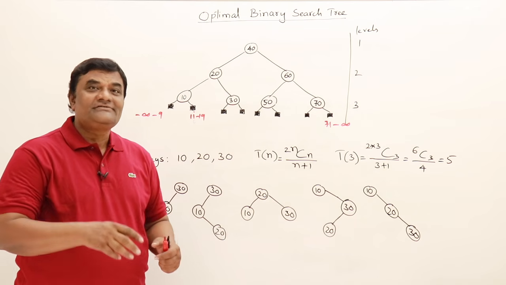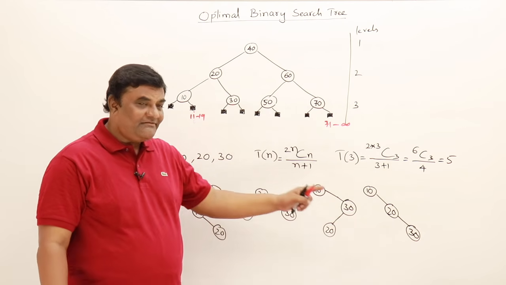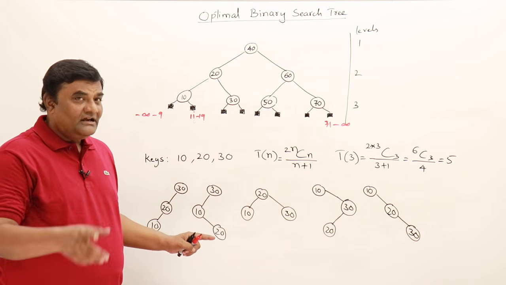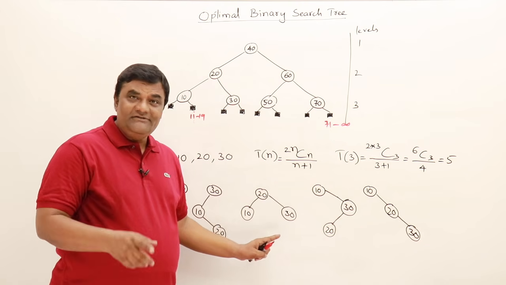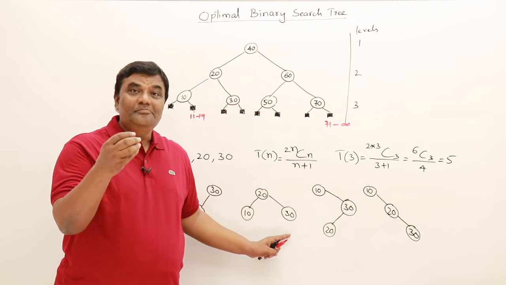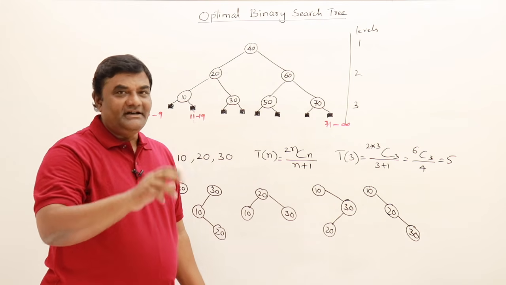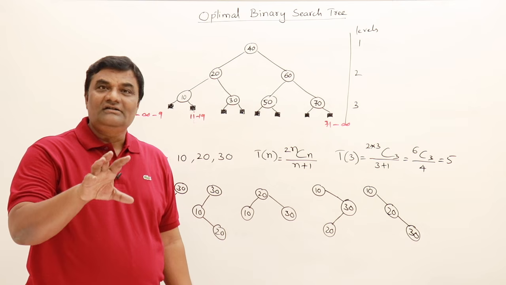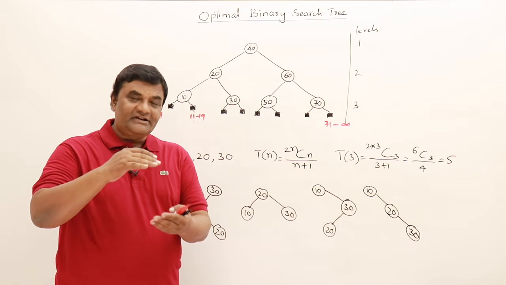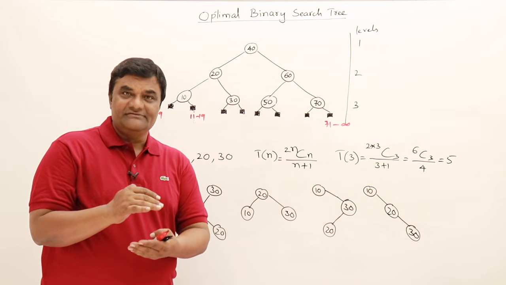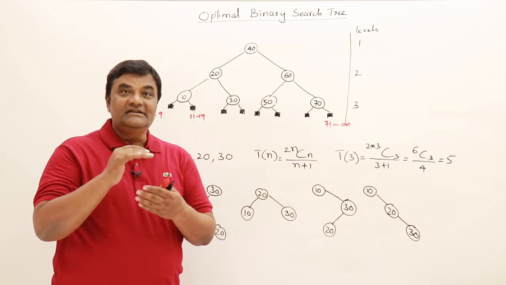So the idea is, for the same set of keys you can have multiple binary search trees, and one of the binary search trees may give you the best results, that is, the minimum number of comparisons. So that's it. We prefer that binary search tree. We want a binary search tree which requires fewer comparisons for searching any key element.